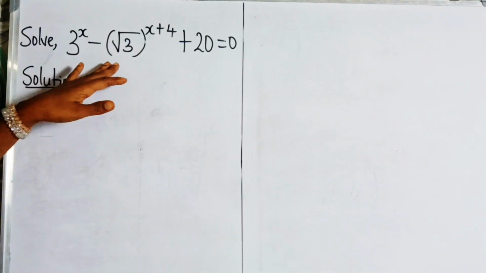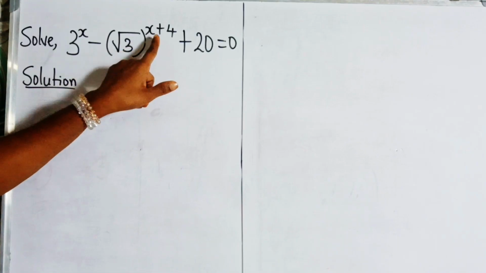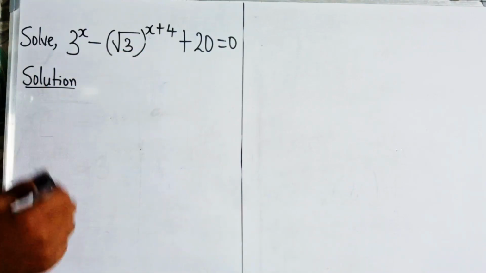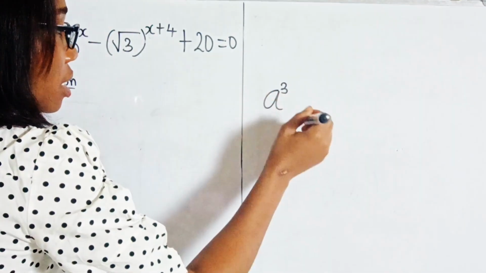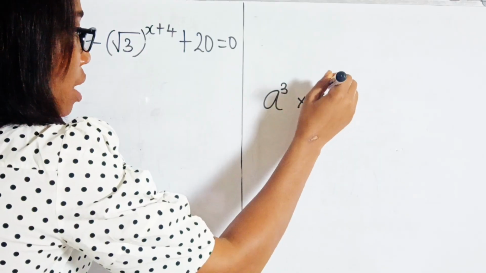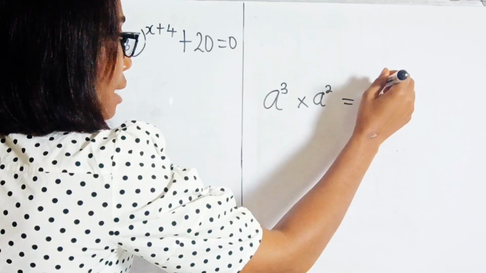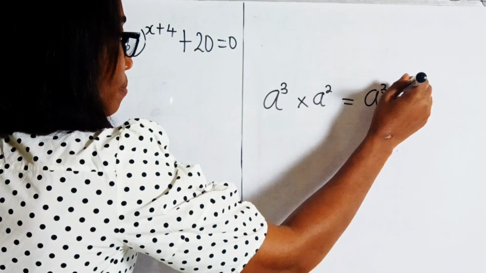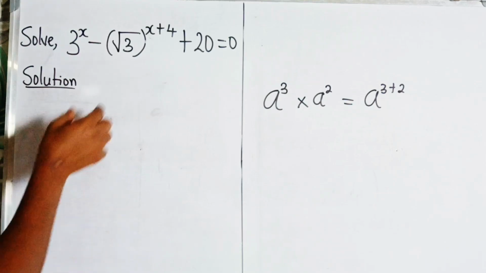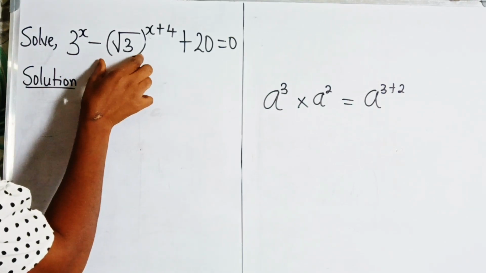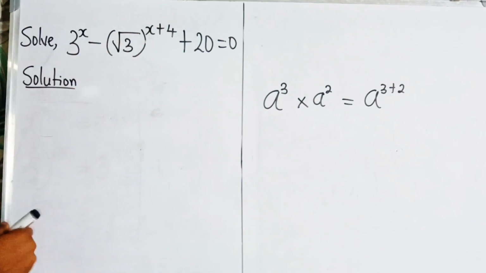Now, here we have the square root of 3^(x+4). One of the laws of indices states that if we have a^3 times a^2, we can take one of the base and add the powers. So that is what is playing out here. We can separate this base and then distribute the powers to each of the base. Okay, so let's do that here.